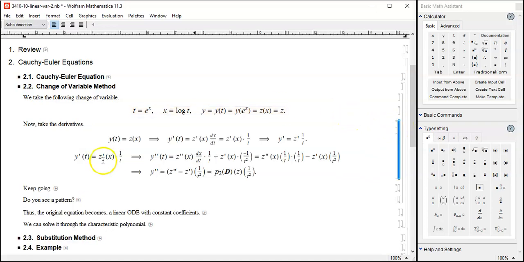So let's begin. Y of t is equal to z of x, and let's take the derivative. Y prime is equal to z prime, so far so good, but by the chain rule, we have to multiply the derivative of the inside. What is dx dt? X is log of t, so dx dt is 1 over t here. Consequently, we get this. Y prime is z prime times 1 over t.